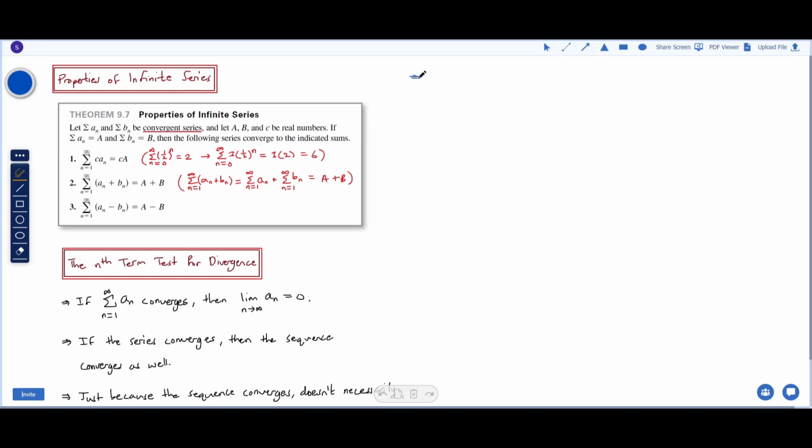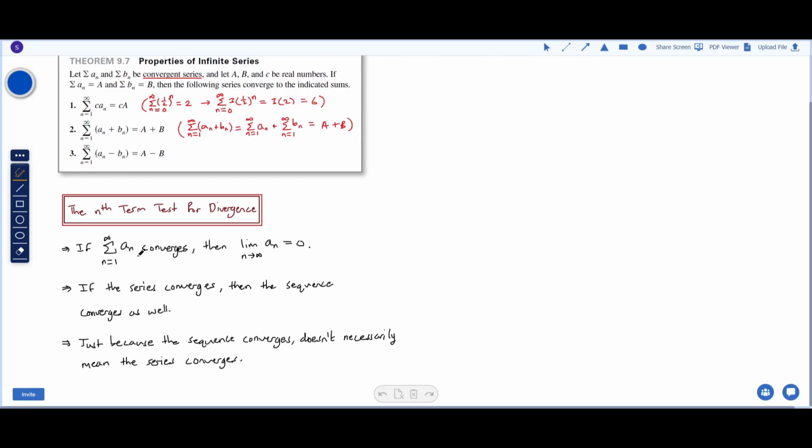So let's continue. We'll say that if the limit as n goes to infinity of a sub n is not equal to 0, then the sum from n equals 1 to infinity of a sub n diverges. Okay.